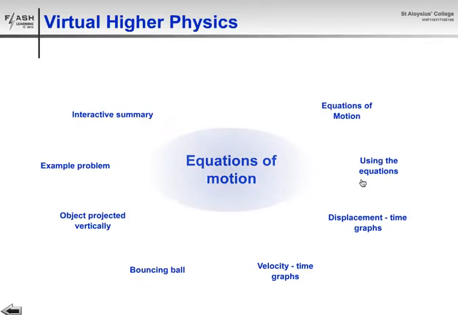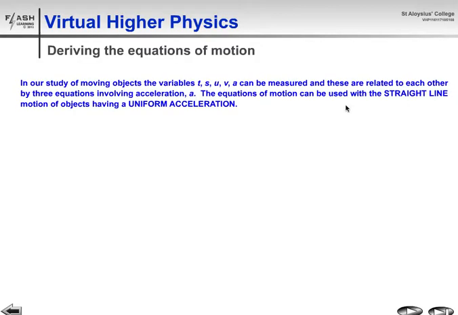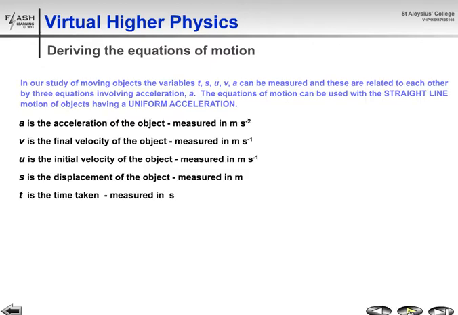In this video we'll look at the equations of motion. The equations of motion are three equations which can be used to link time, displacement, initial velocity, final velocity and acceleration for an object with a constant acceleration. These will usually be in a straight line, but we do need to take account of direction involving opposite directions, so positive and negative directions will be important.